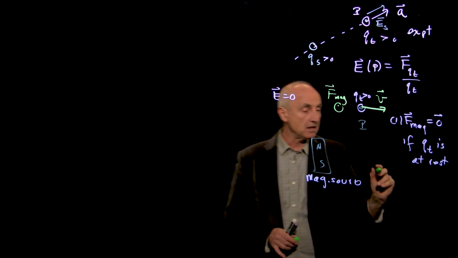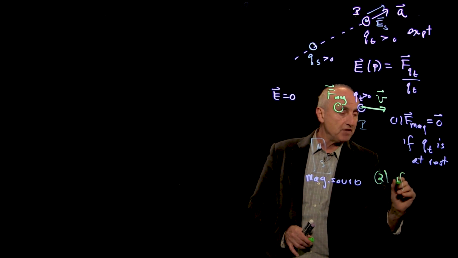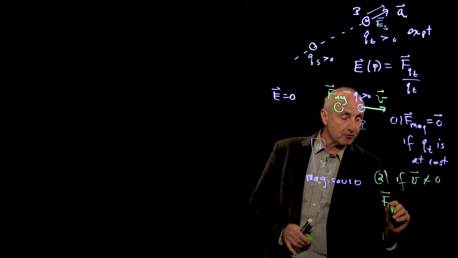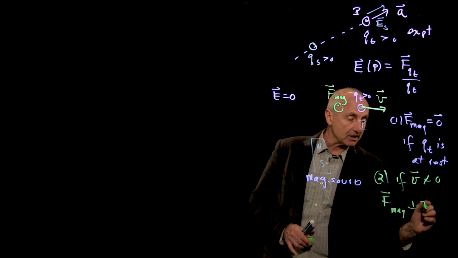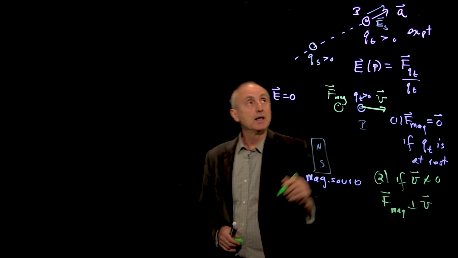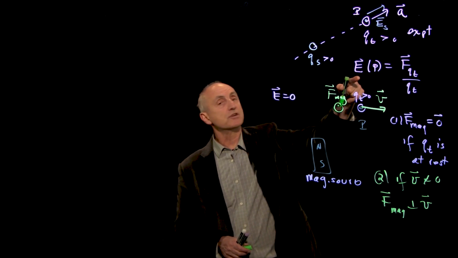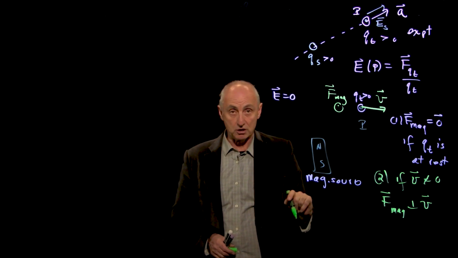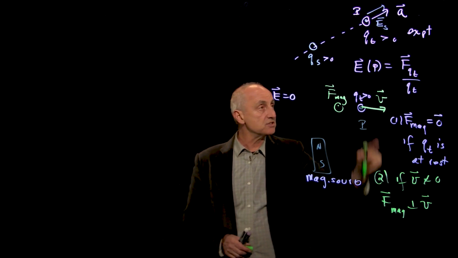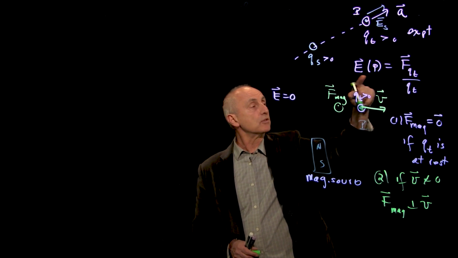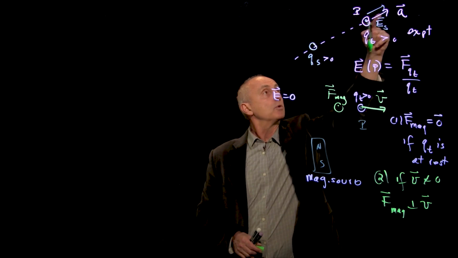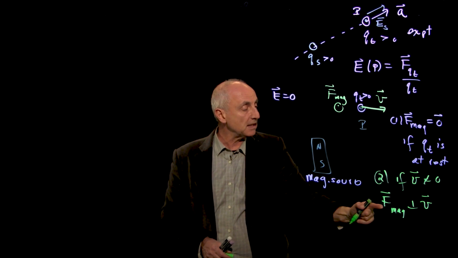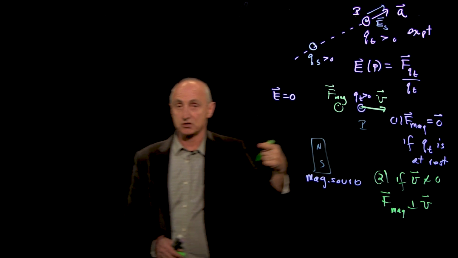So what we see in the second case, if v is not 0 for the test charge, then the magnetic force is perpendicular to the velocity. Now, over here, we just define the electric field to be the force divided by the test charge. And because the force here was radial between these charges, we could do that. But notice that the magnetic force is perpendicular to the velocity of the test charge.